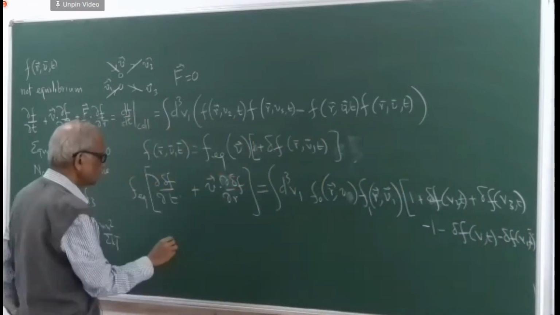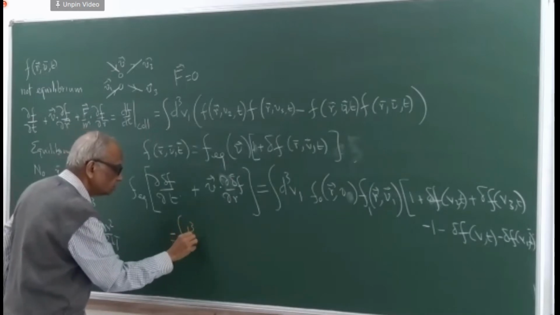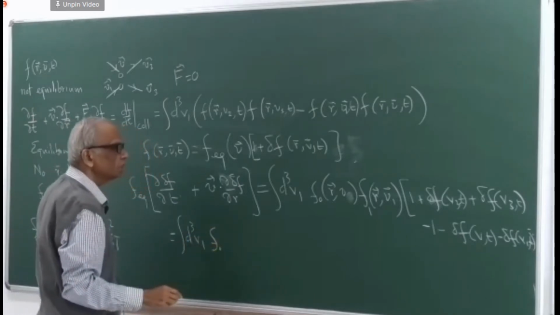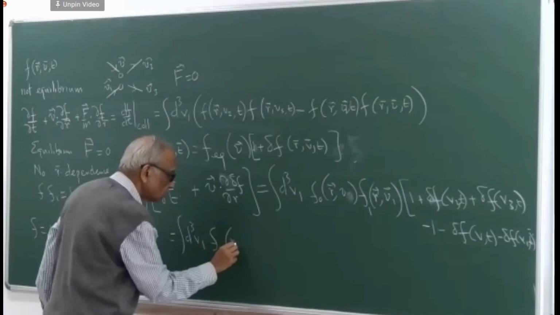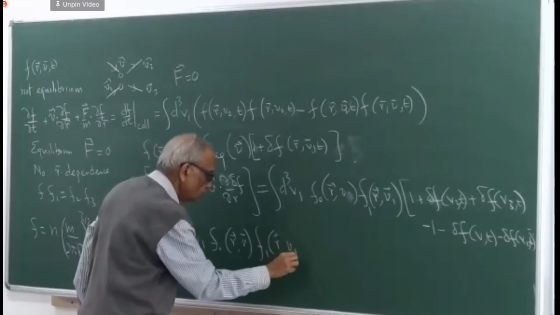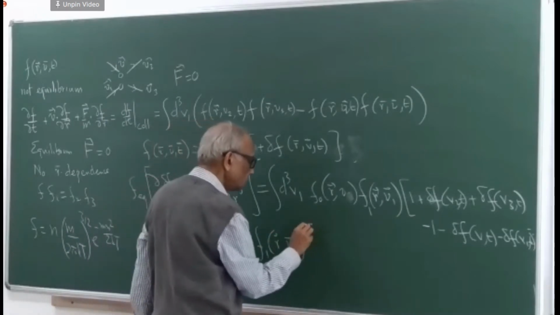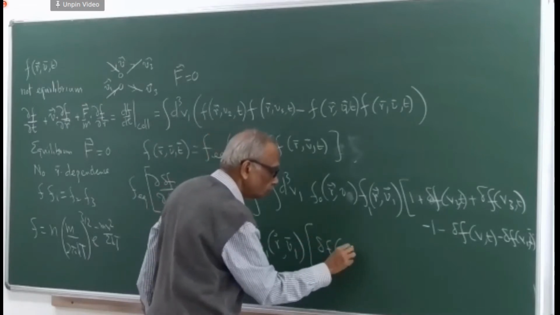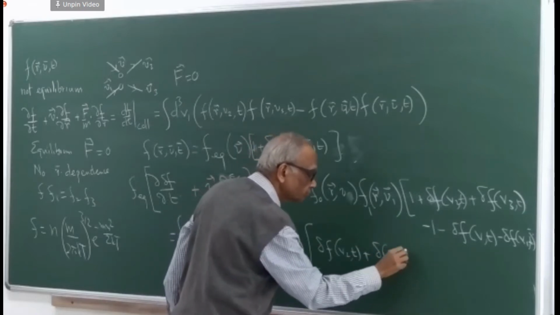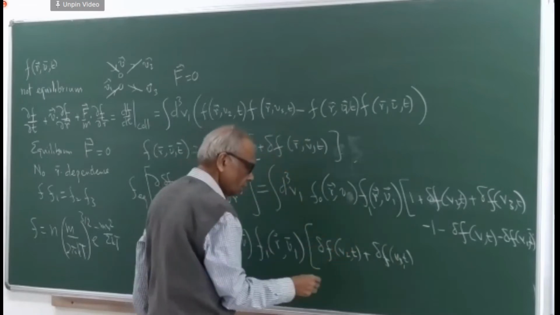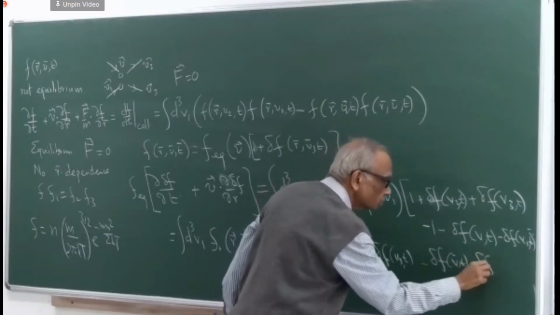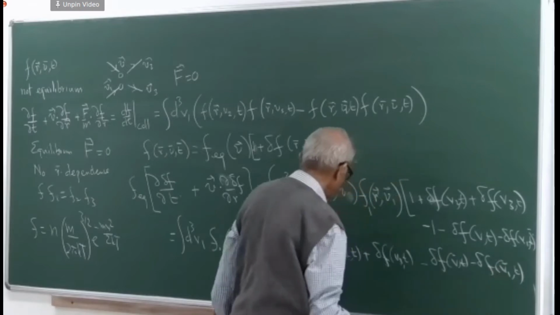And so this is equal to the integral d³v1 of f0(r,v) f0(r,v1) times delta f(v2,t) plus delta f(v3,t) minus delta f(v,t) minus delta f(v1,t), with external forces zero, and that's that.